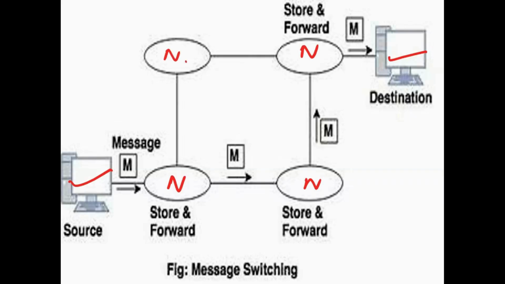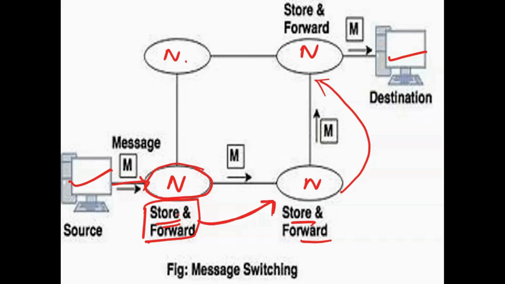The message is transferred from the sender computer and it is saved in the node. Okay, it is stored on the disk of this node. After storing, it will then be forwarded to the next computer. It checks whether this node is the destination computer or not. If it is not the destination computer, it forwards the message to the next node. Again it checks whether it is the destination. No, then again it stores and forwards it to the next node. So finally it reaches the destination computer.